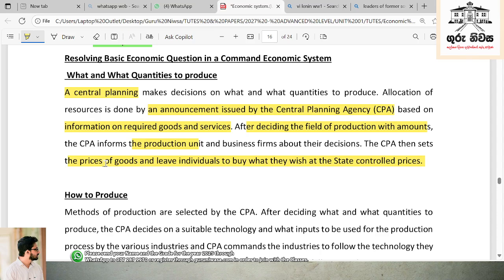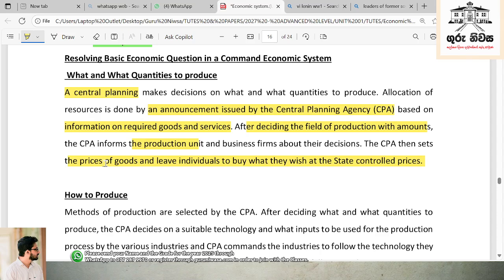Producers. Both consumers and producers, not only producers. Demand and supply forces, right? But in a command economic system, the government decides, and people can buy products, I mean, whatever they wish, at the state-controlled prices. State-controlled prices mean the government sets a price. Example, 1 unit of rice can be sold at 220 rupees. It's a command, something legal.